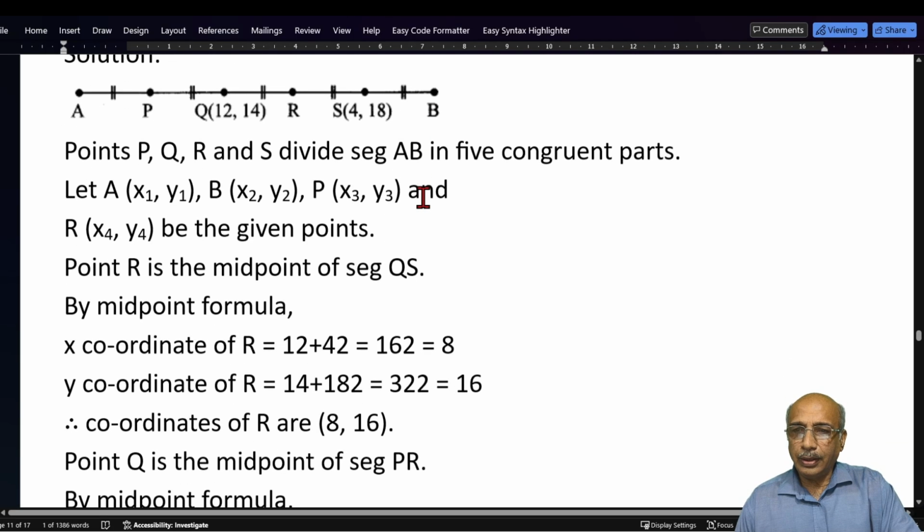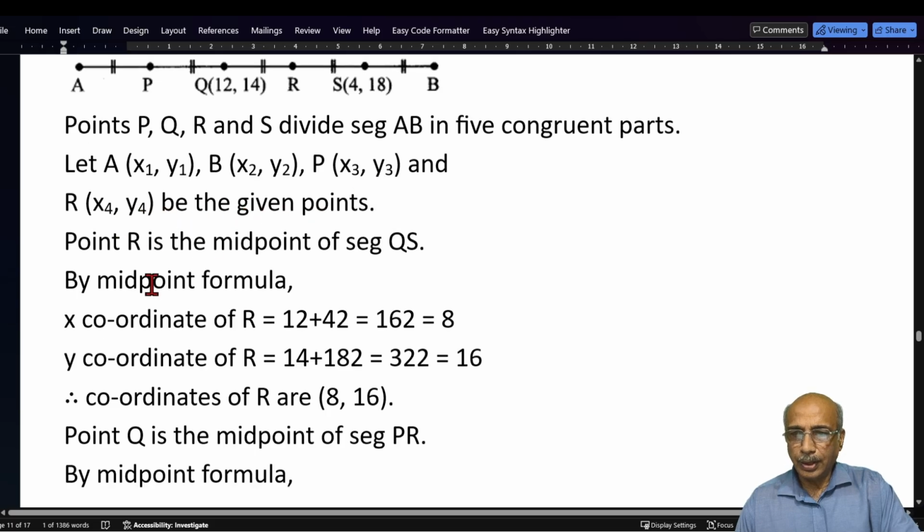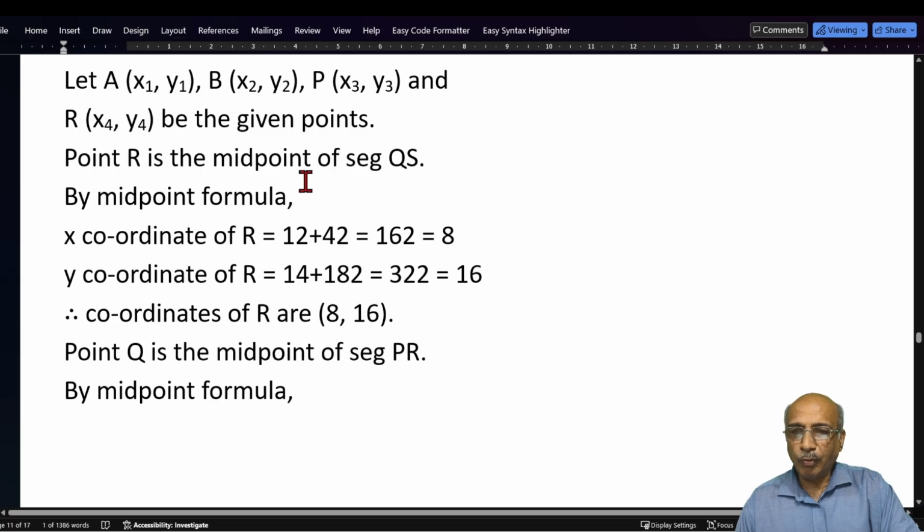You know how many parts it is divided into? 1, 2, 3, 4, 5. So points P, Q, R and S divide segment AB in 5 congruent parts. Let the coordinates of A be x1, y1, B be x2, y2, P be x3, y3 and R be x4, y4. Point R is the midpoint of QS.